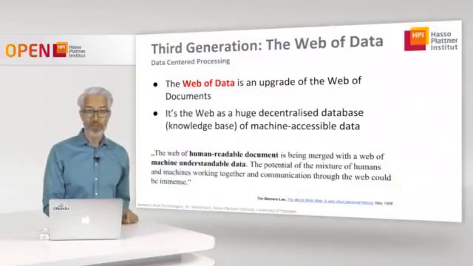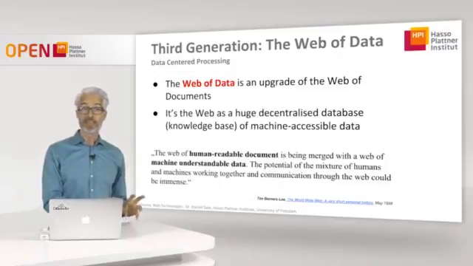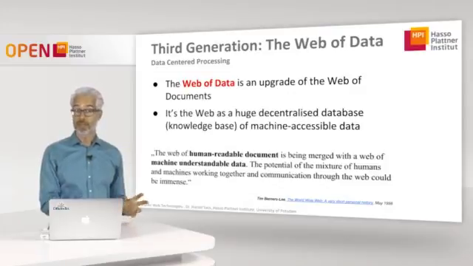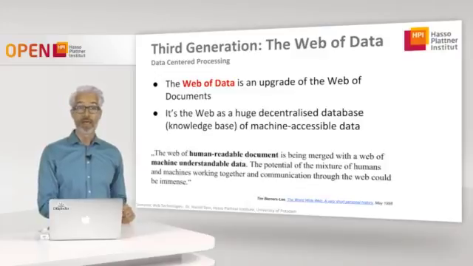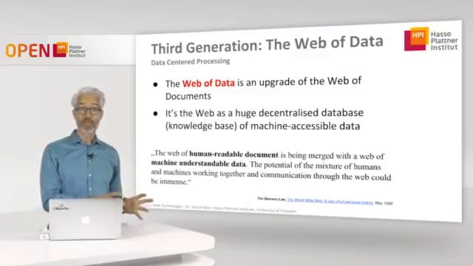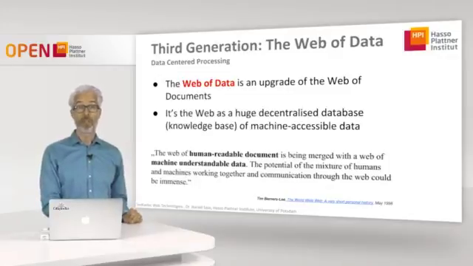And the third generation here is the so-called web of data, or the semantic web. Here the data is at the center of the processing. So the web of data is nothing else but an upgrade of the web of documents, and the web is regarded as a huge decentralized database or knowledge base of machine-accessible data.